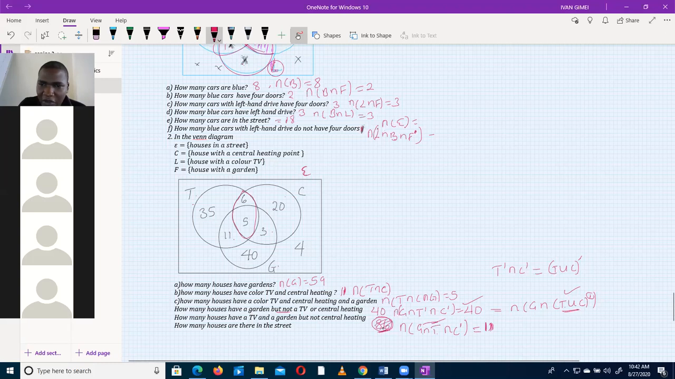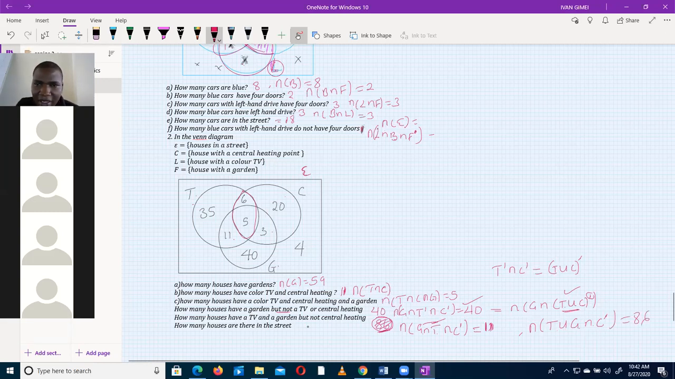86 would be correct if they had asked for the number of TV or garden, but not central heating. T union G intersection C complement. That's when we would get 86 as the correct answer.